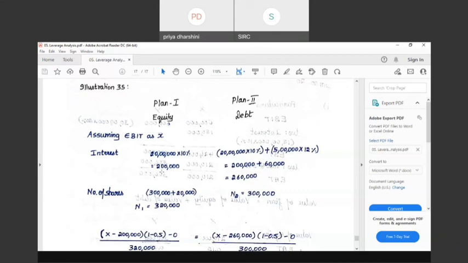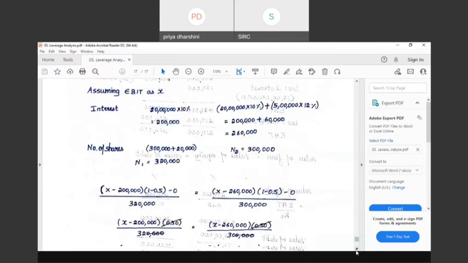EBIT minus interest into 1 minus tax rate. So it is X minus 2 lakhs into 1 minus 0.5, 50% being the tax rate which is given, minus preference dividend, which is not given in this sum, so it is minus 0. Divide by the number of equity shares. How many equity shares? Under plan 1, it is the existing shares of 3 lakhs plus additional shares of 20,000, so it will be 3,20,000 under plan 1. Under plan 2, the total number of shares is only 3 lakhs because the additional capital is raised by debt. So N1 is 3,20,000 and N2 is 3 lakhs.